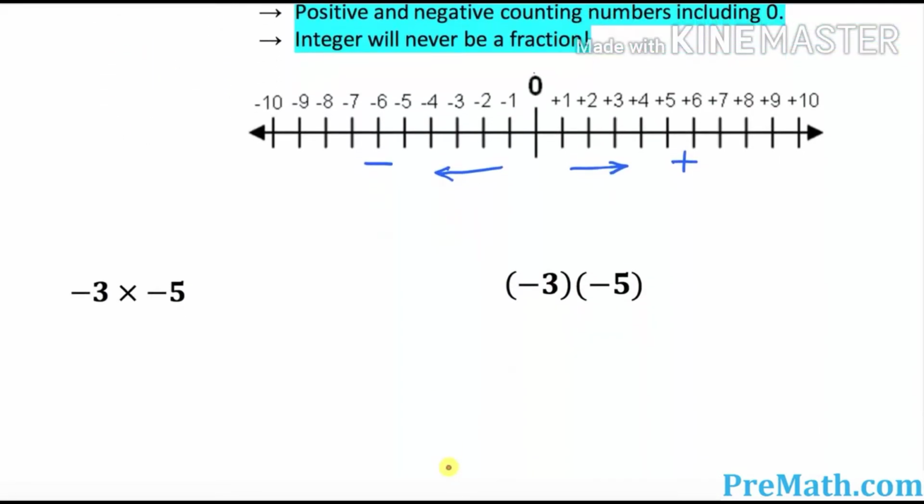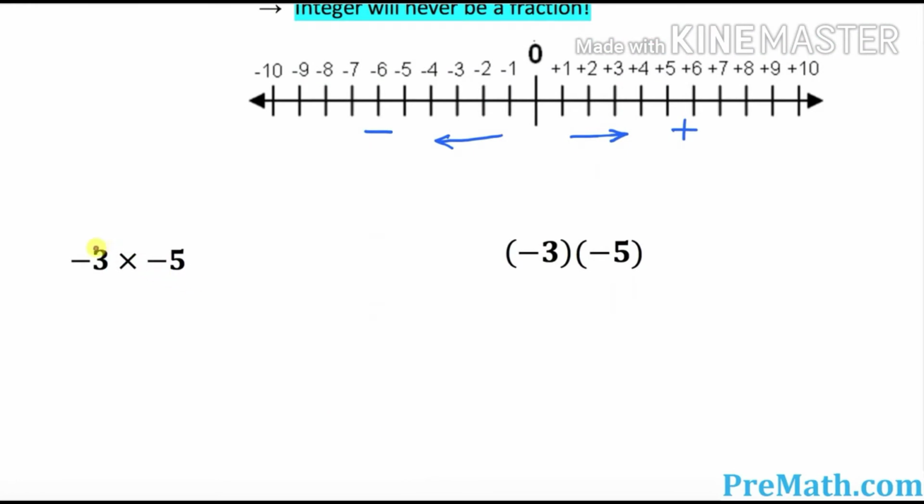How about this one over here? We've been asked to multiply negative 3 times negative 5. Once again, from the above example, we have noticed that negative times negative is always positive, and 3 times 5 is what? 15. So this becomes positive 15, or just simply 15, because positive 15 and 15 are the same thing.